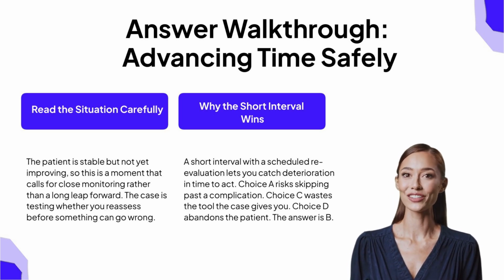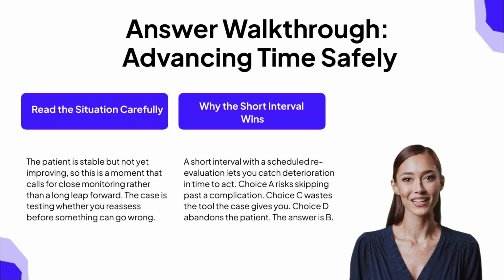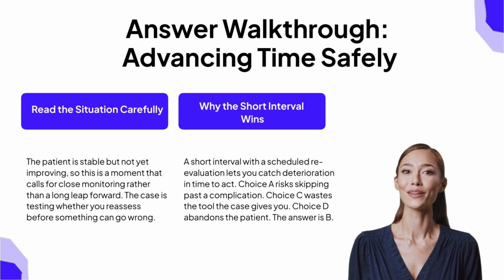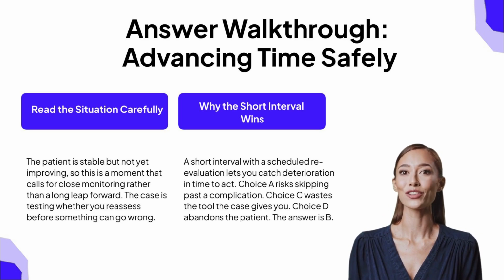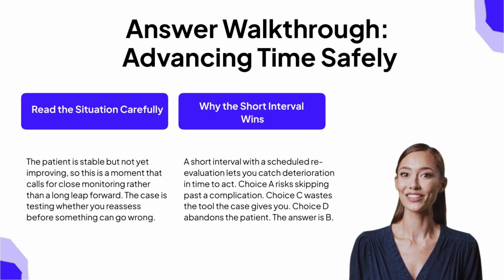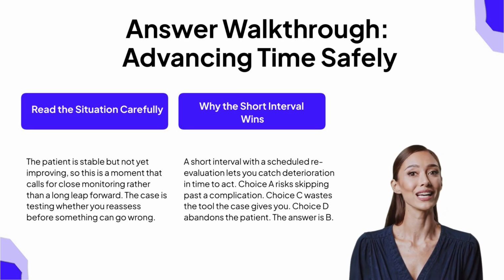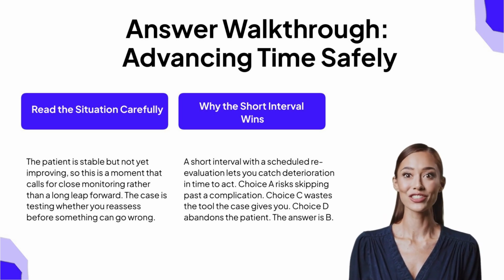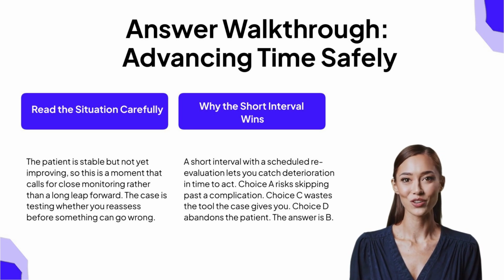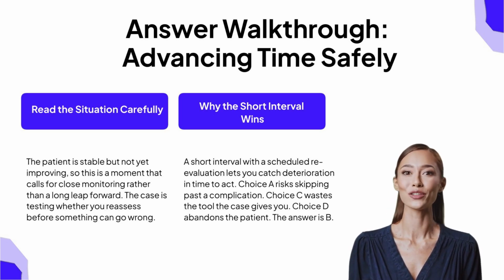Now, why the short interval wins? Advancing a short interval with a scheduled re-evaluation lets you catch any deterioration in time to act on it. Compare that with the alternatives. Option A risks skipping right past a developing complication. Option C refuses to use the time advancement tool the case is built around, so the patient never gets reassessed efficiently. Option D abandons a patient who is not yet improving. The answer is option B, a short interval with a planned re-evaluation.